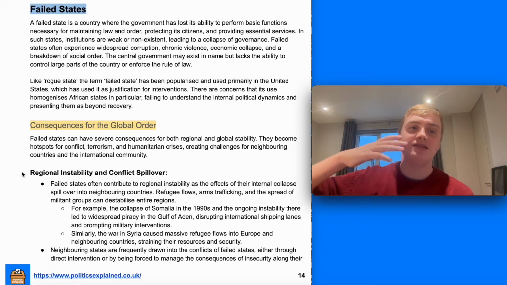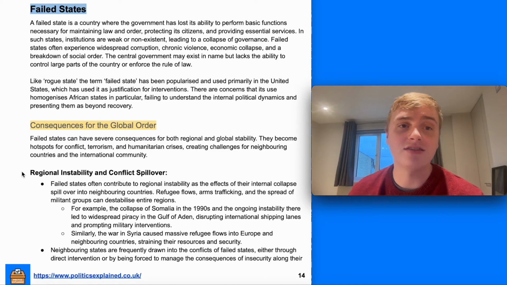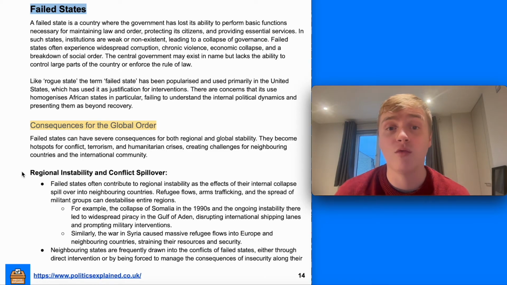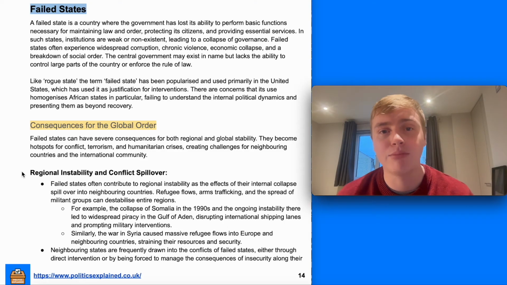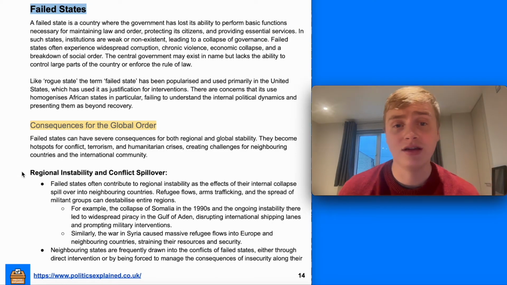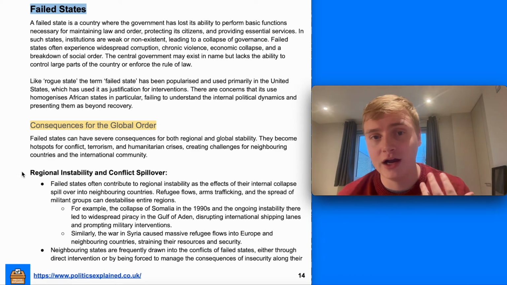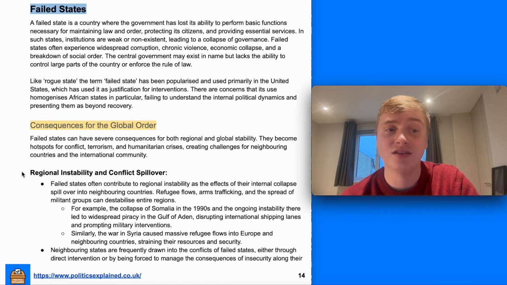That's rogue states. The final group we're going to have a look at then is failed states. And a failed state is a country where the government has lost its ability to perform basic functions necessary for maintaining law and order, protecting its citizens, and providing essential services. So institutions are weak or non-existent, and there's a collapse of governance. And they often experience widespread corruption, chronic violence, economic collapse, and civil war.